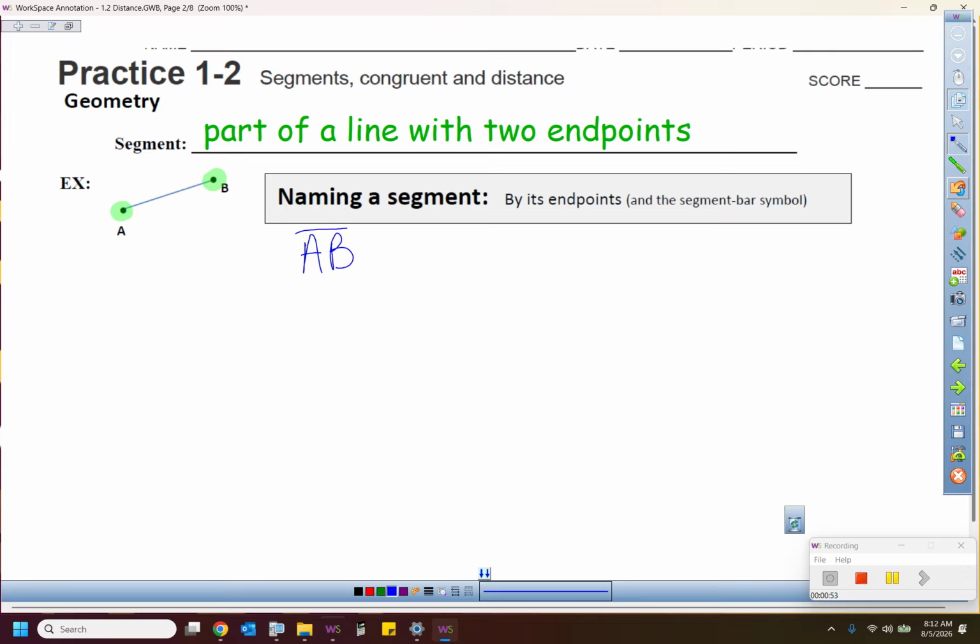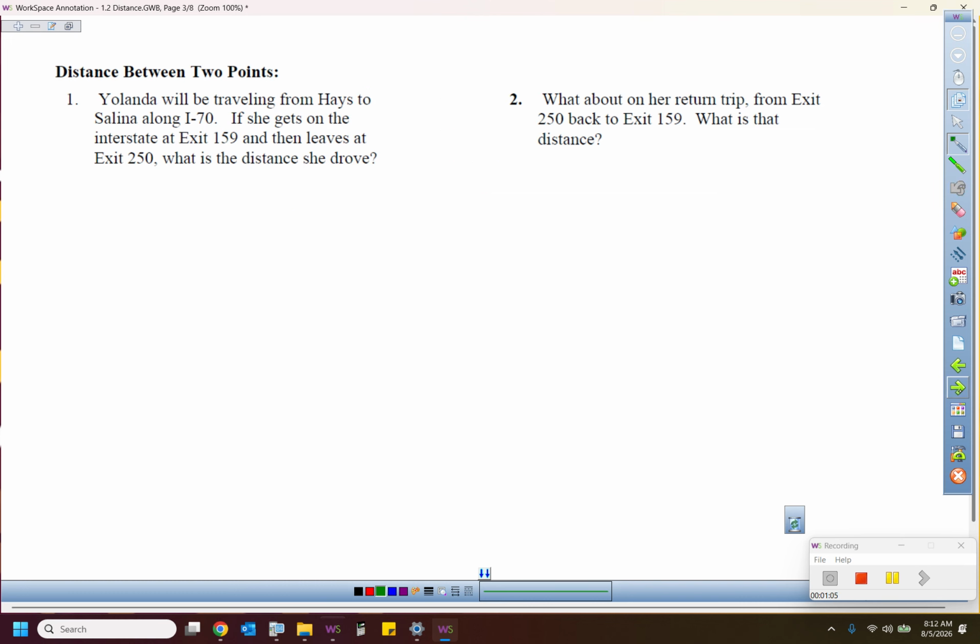So segment AB. You could also call it segment BA if you wanted to, because those are the two endpoints. It doesn't matter what order they're in. So that's a segment right here. And then what we'll talk about today is really distance. So we can have the distance between 2 points one-dimensionally, and here's what I mean by that.